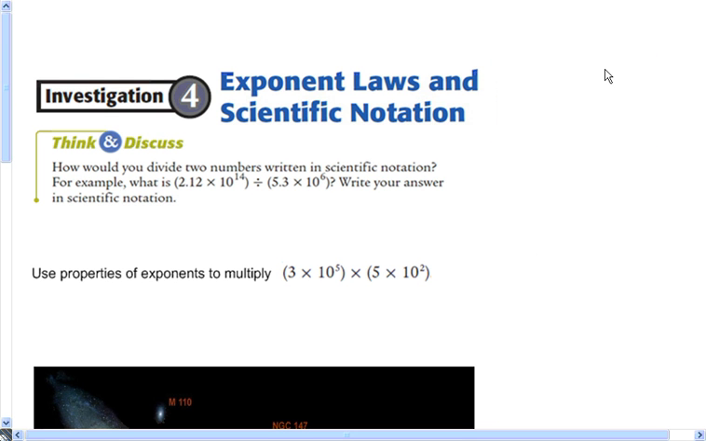Hey class, this is lesson 414, exponent laws and scientific notation. So some of the laws that we learned the last couple of days, we're going to apply to scientific notation to make simplifying expressions in scientific notation a little bit easier.